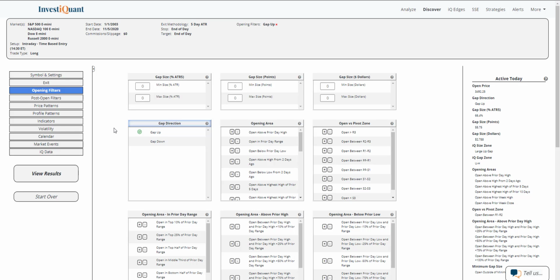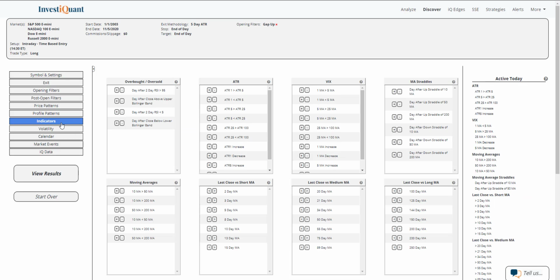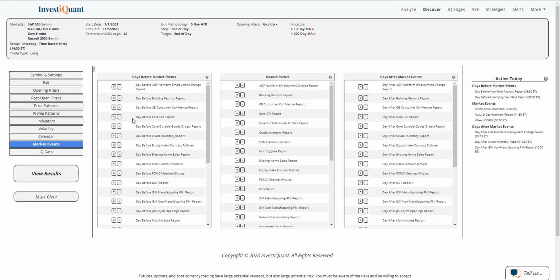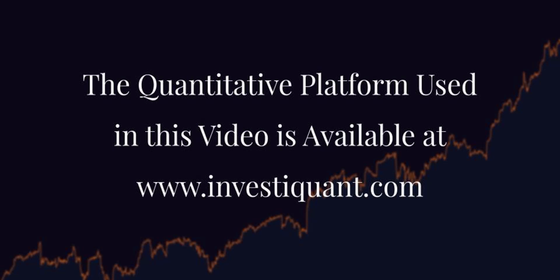And then I'm going to go into the indicator section, put us in a similar environment, which would be above a 10-day simple moving average, above a 200-day simple moving average. And lastly, in the market events section, this is where we can find all of our higher tiered market events, like the FOMC announcement. It is right here in the middle. I'm going to hit equals next to that to add it to the test, and then hit view results.